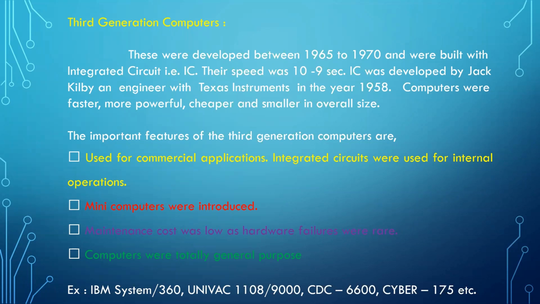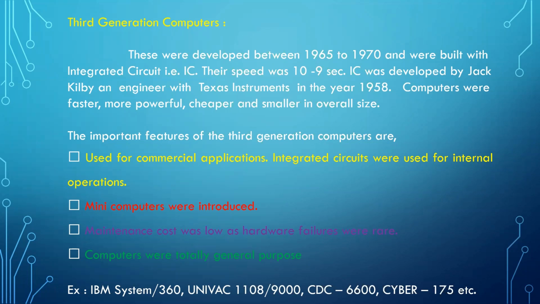The third generation computers were developed between 1965 to 1970 and were built with integrated circuits. In short, it is called IC. Here IC stands for integrated circuit. These computers were developed between 1965 to 1970. After the development of an electronic component called IC, we developed third generation computers.